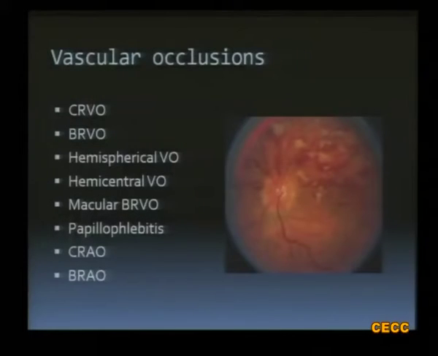Good afternoon. I'm talking about imaging for retinal vascular occlusions. Now, vascular occlusions include a plethora of conditions, starting from CRVO to BRVO, hemispherical and hemicentral vascular occlusions, macular BRVO, papillophlebitis, and central retinal and branch retinal artery occlusion.